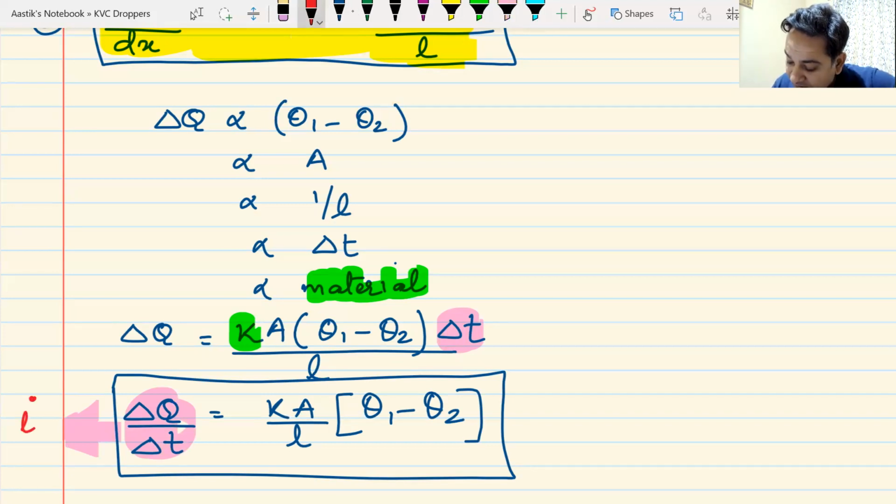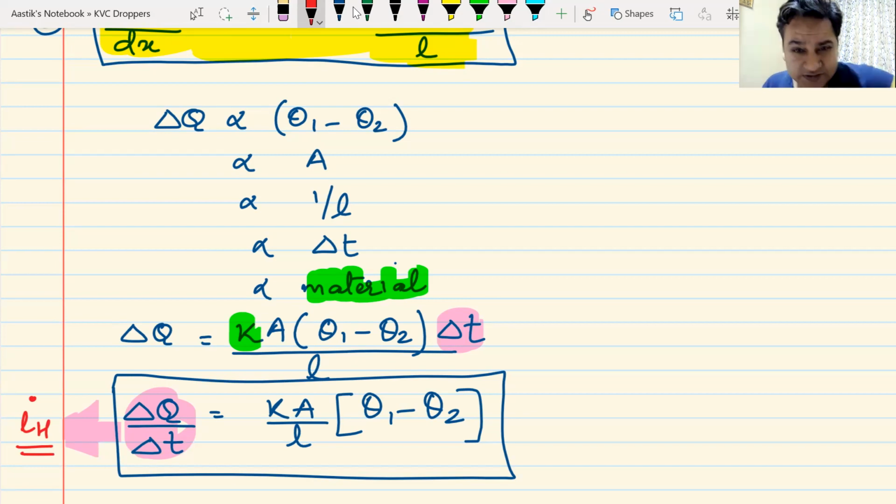So I'll call it as I_H, I heat. Delta Q by delta T is known as I_H. Now this is the form that we'll write normally because it is a steady state, so we can write it that way.